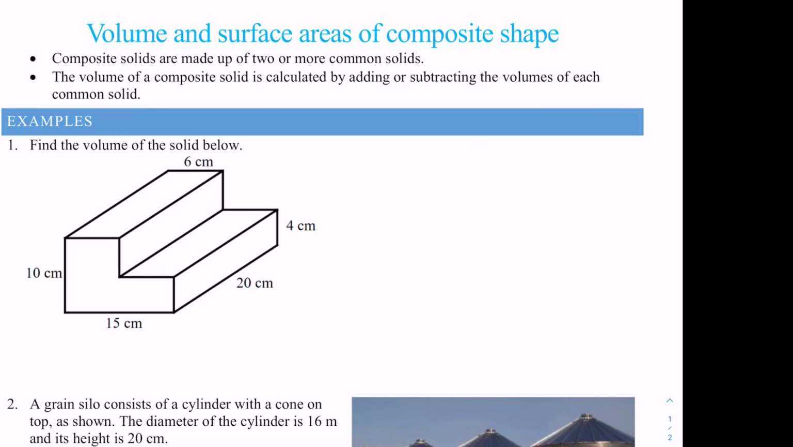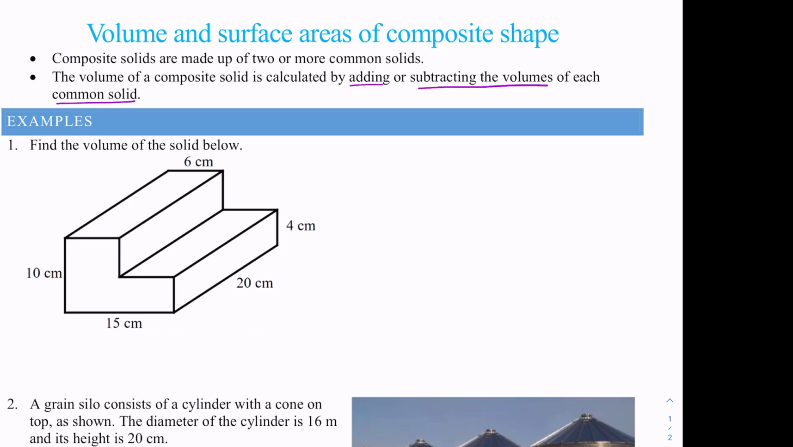Volume and surface area of composite shapes. So composite solids are made up of two or more common solids. So we know like triangular prisms, hemispheres, spheres, rectangular prisms, that sort of thing. The volume of a composite solid is calculated by adding or subtracting the volumes of each common solid. Well, we've done most of this work before.